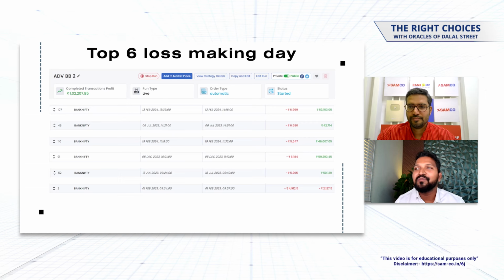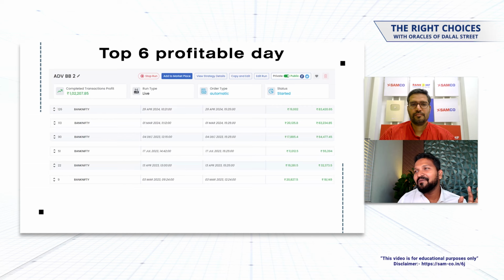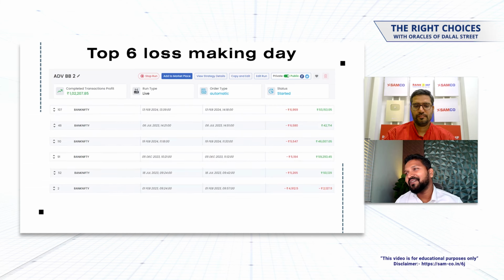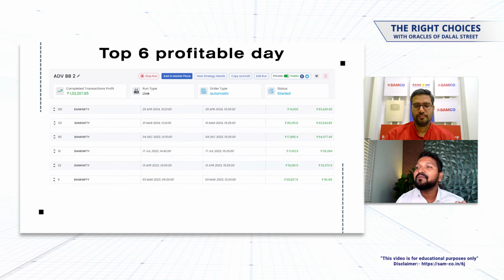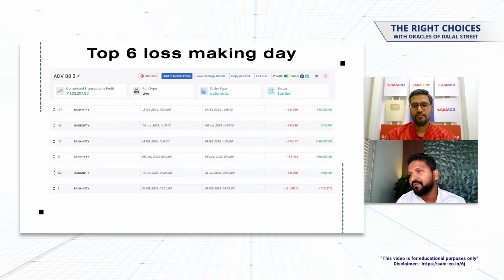This is the most important thing. And what happens whenever it comes to retail traders? It will be totally opposite. They will make money in very small amounts, like 5,000, 6,000, 7,000. But whenever they make losses, they lose very big. The profits, whatever they make, will be small profits.